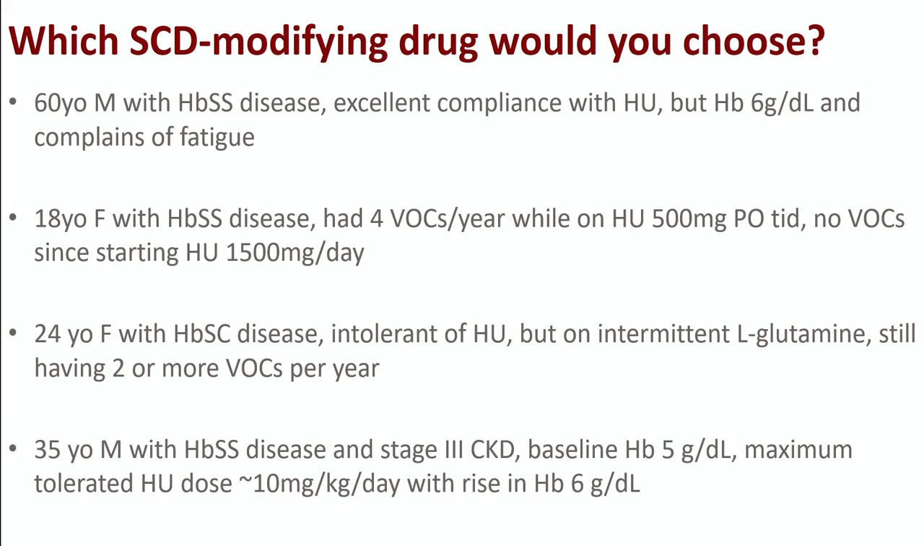And the last person is a 35-year-old man, SS disease, with stage 3 CKD. When I first met him, his baseline hemoglobin was 5 grams per deciliter, and he was fairly symptomatic with that. I was only able to titrate up his hydroxyurea to an equivalent of about 10 to 12 milligrams per kilogram per day, so quite suboptimal. His hemoglobin rose by a gram, but that's about it. We hit a ceiling effect.